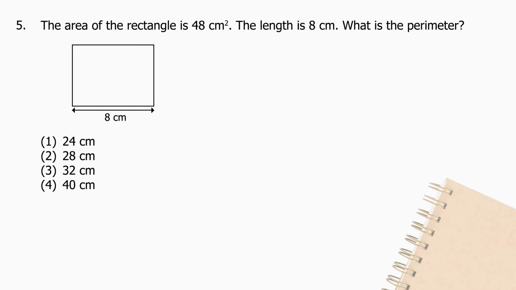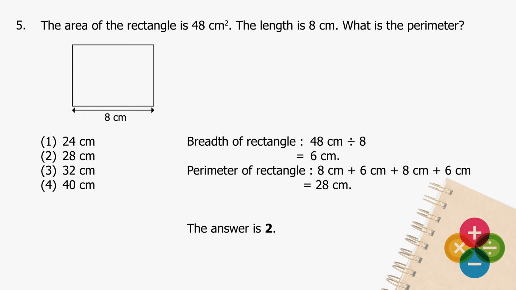Question 5. The area of the rectangle is 48 square centimeters. The length is 8 centimeters. What is the perimeter? The breadth of rectangle will be divide 48 centimeters by 8, and the quotient is 6 centimeters. The perimeter of rectangle will be add 8 centimeters to 6 centimeters to 8 centimeters and to 6 centimeters, and the sum is 28 centimeters. The answer is 2.